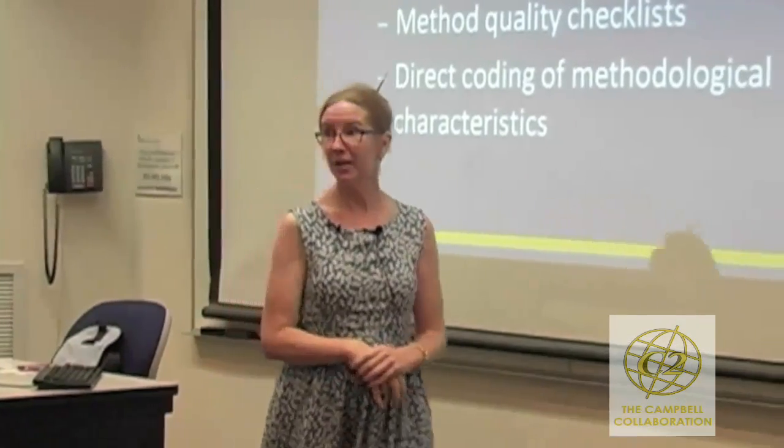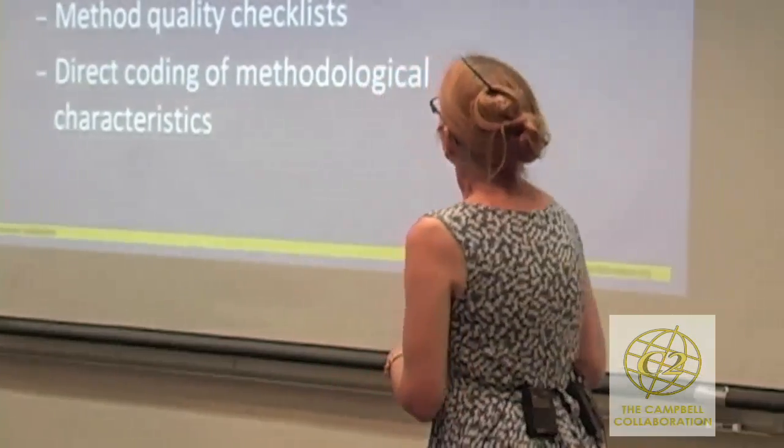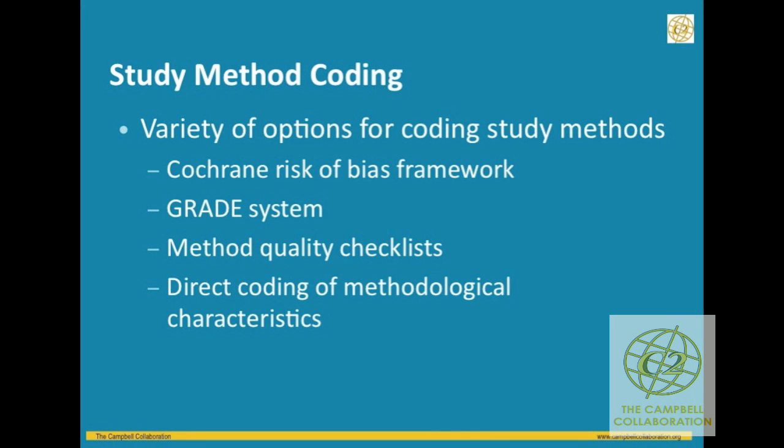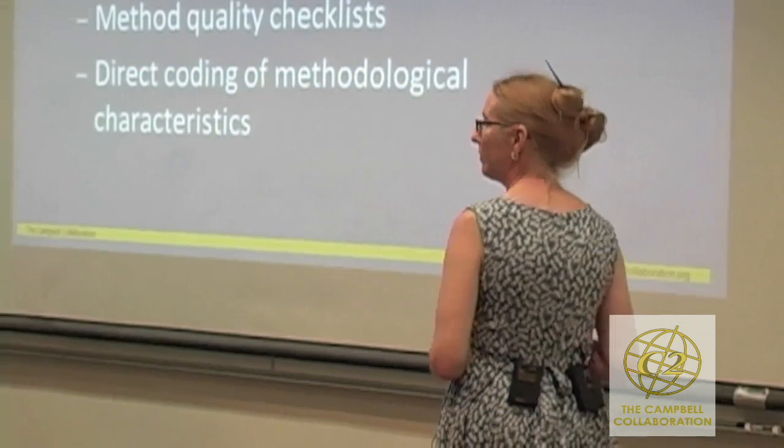Okay, so now study method coding. In many cases, when you're doing a typical systematic review, you're going to have experimental studies. Individuals or clusters are randomly assigned to an intervention group or a comparison group. That's the classic design that goes into a systematic review. Many systematic reviews include quasi-experimental designs. So there's a control group, but maybe it wasn't assigned using a random method.